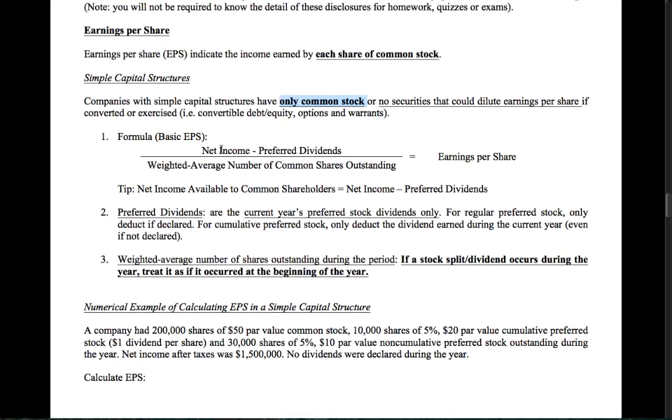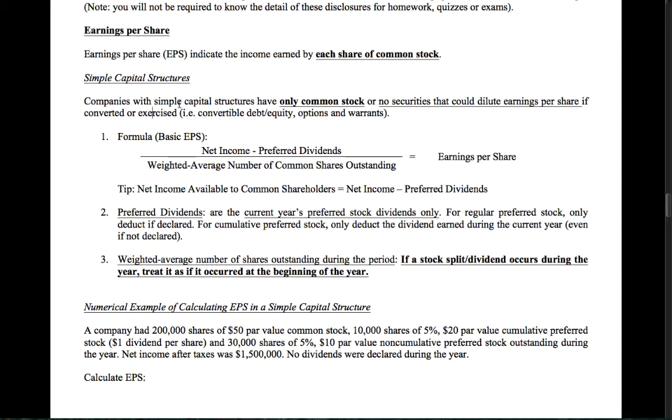Essentially, earnings per share will indicate the income that is earned for each share of common stock. This is key to note. The shares that you use in your calculation for earnings per share, also known as EPS, is always going to reflect the common shares, not preferred stock shares, but just the common shares. You do use preferred stock in the problem, but you do not use preferred stock shares when calculating the denominator of the formula. We will calculate the simple capital structure basic EPS and then also the EPS for complex capital structures, which is known as dilutive.